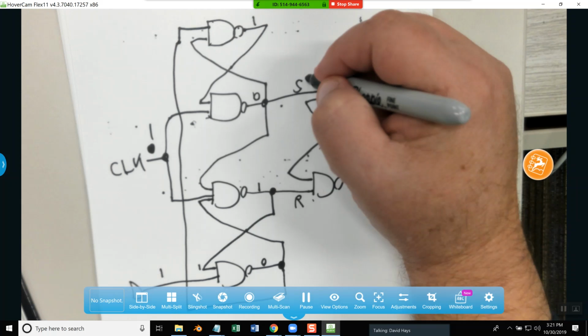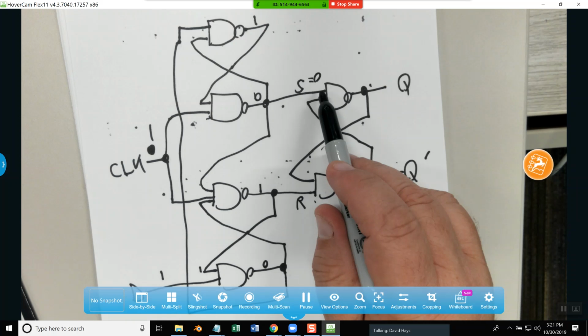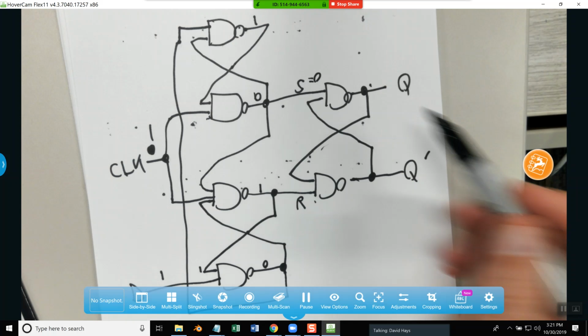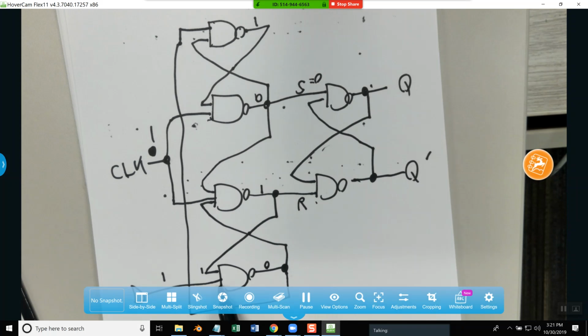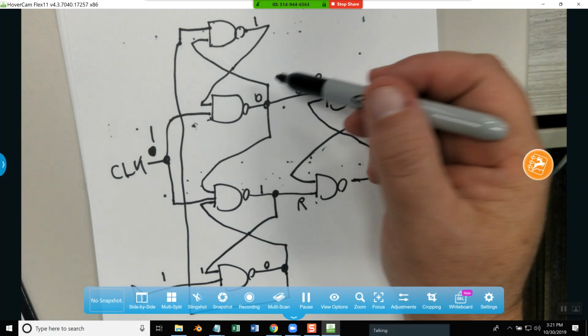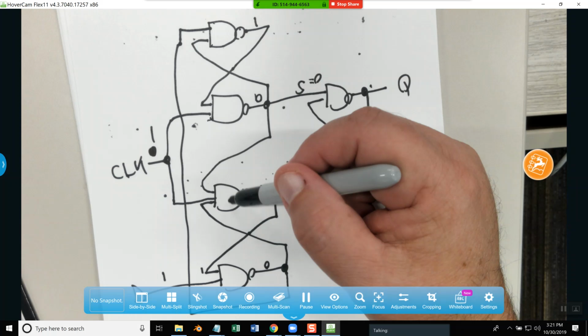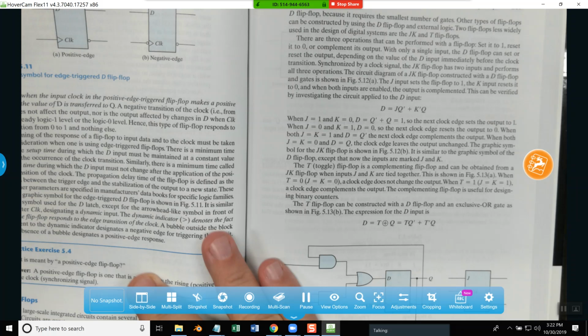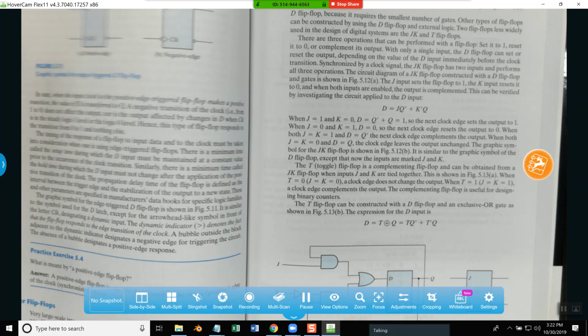Okay. So it's on page 256. It says, in sum, when the input clock and the positive edge triggered flip-flop makes a positive transition, the value of D is transferred to Q. A negative transition of the clock, i.e. from 1 to 0, does not affect the output, nor is the output affected by changes in D when the clock is in the steady logic 1 level or the logic 0 level. Hence, this type of flip-flop responds to the transition from 0 to 1 and nothing else.